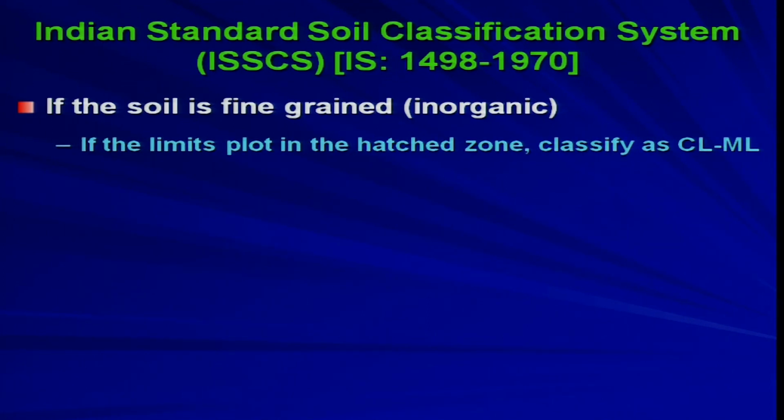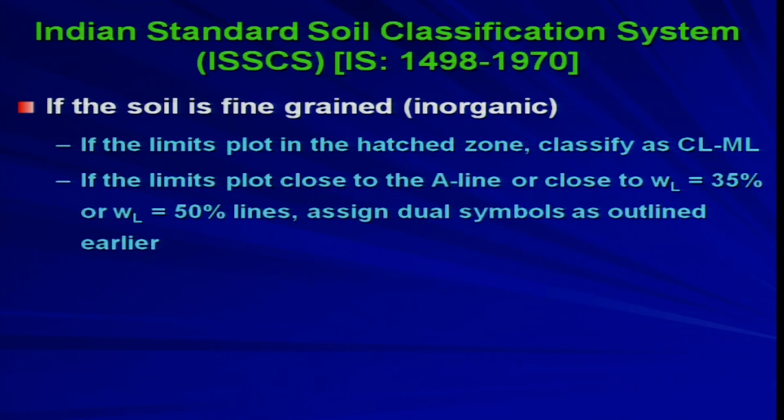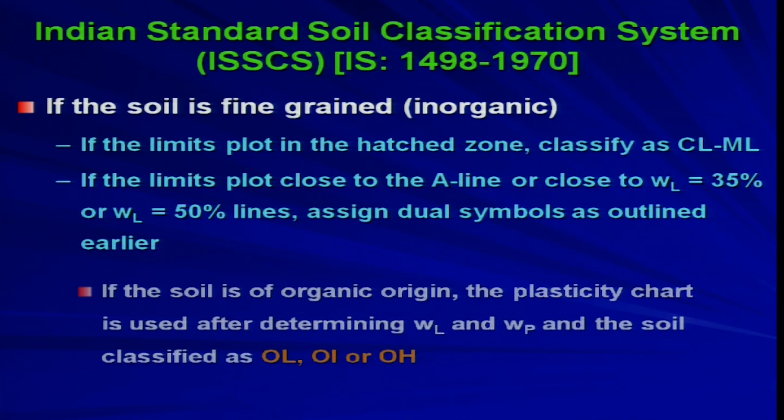If the limits plot in the hatched zone in the plasticity chart, already we have seen, classify the soil as CL-ML. So, you will be getting the dual symbol, already we have discussed this thing. If the limits plot close to A line or close to liquid limit equal to 35% or liquid limit equal to 50% lines, assign dual symbols as outlined earlier.